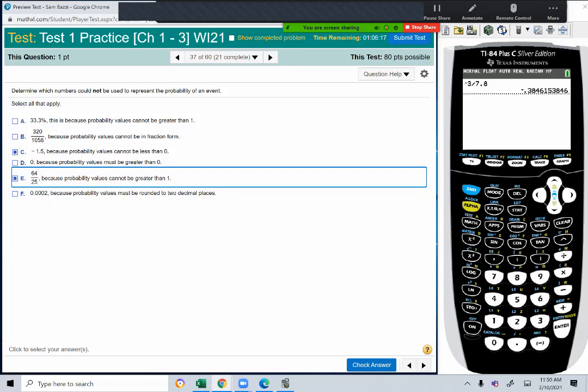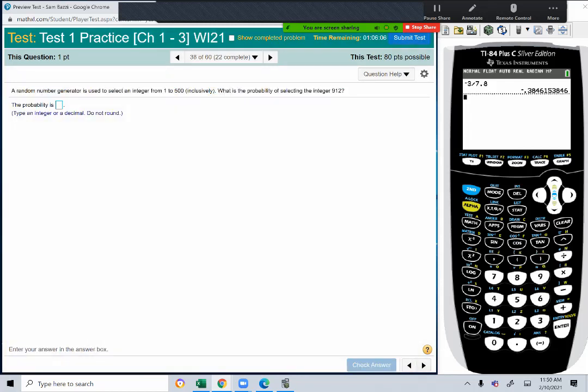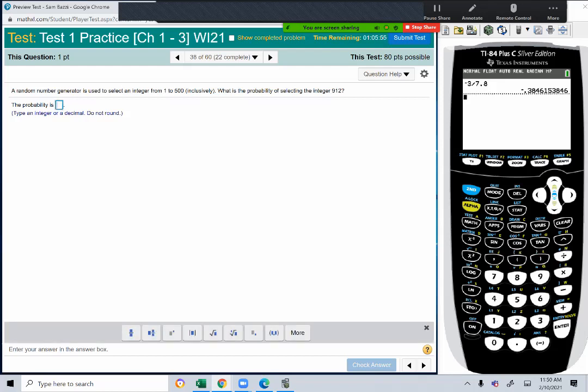Remember, when a probability is less than 0.05, or 5%, it's called unusual. Anything that's less than 5% is unusual. A random number generator is used to select an integer from 1 to 500 inclusively. What's the probability of selecting the integer 912? What would be the answer, guys? Should take 5 seconds to answer. 0. There is no such number as 912. So your chance of getting number 912 from a basket that has numbers from 1 to 500 is 0, even if you play 500 times.